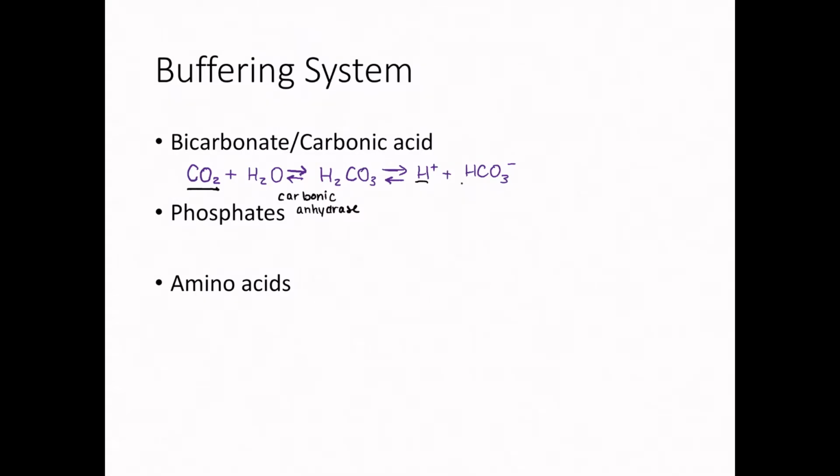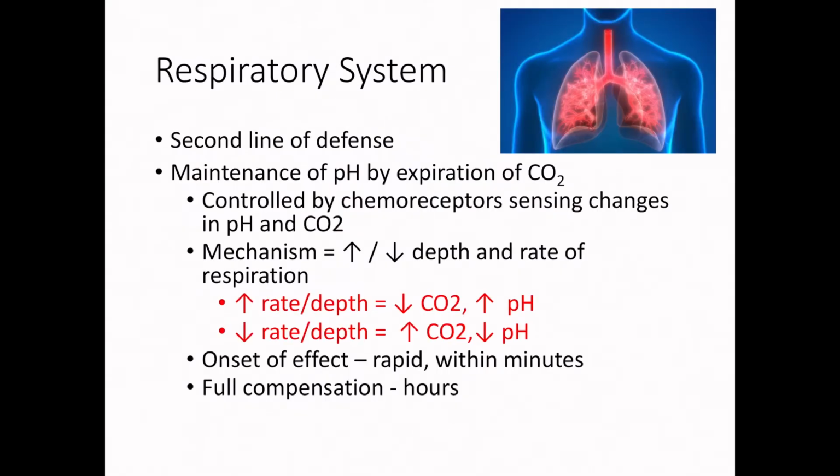If you add more bicarbonate into the system, like you see in many metabolic alkaloses, that's going to shift the equation the other way and cause your body to consume more of these protons, or hydrogen ions, and create more CO2, and that would be the compensatory mechanism. So let's talk about those compensatory mechanisms. With the respiratory system being first, as I mentioned, it is the second line of defense. It takes full compensation within hours, versus the renal system, which can take days.